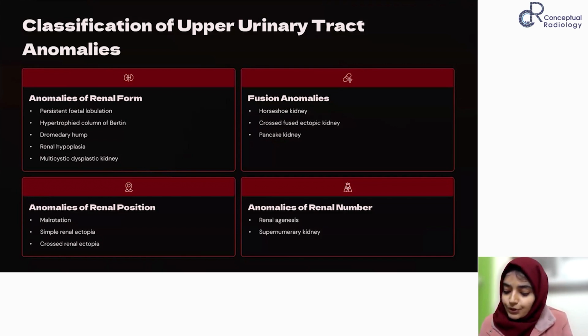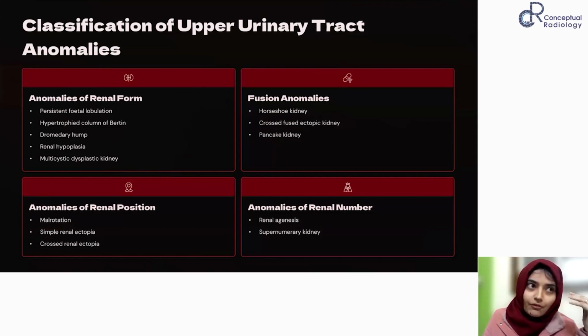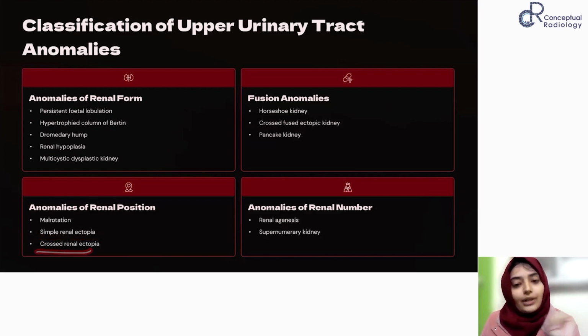Then we have the renal position, a simple malrotation. For that, we will know what is the normal axis of the kidney, when do I have to call it malrotation, and what are the types of malrotation per se. There are 4 and 5, yes. Okay, then simple renal ectopia and crossed renal ectopia.